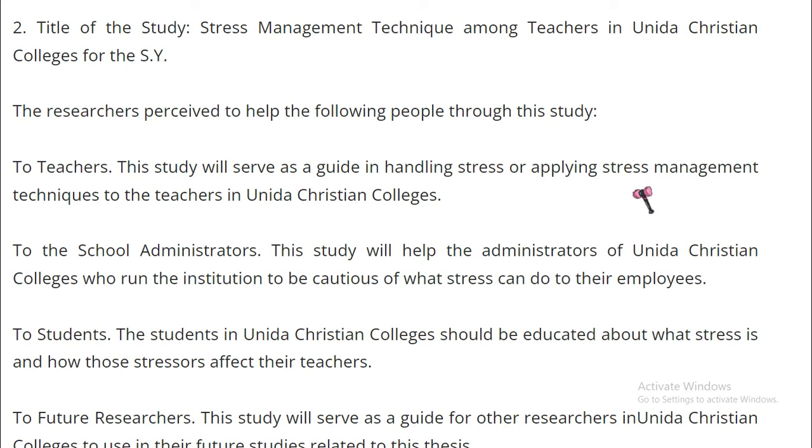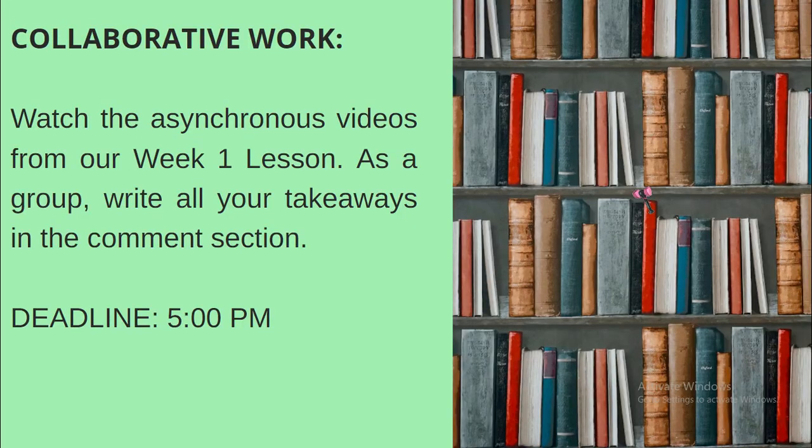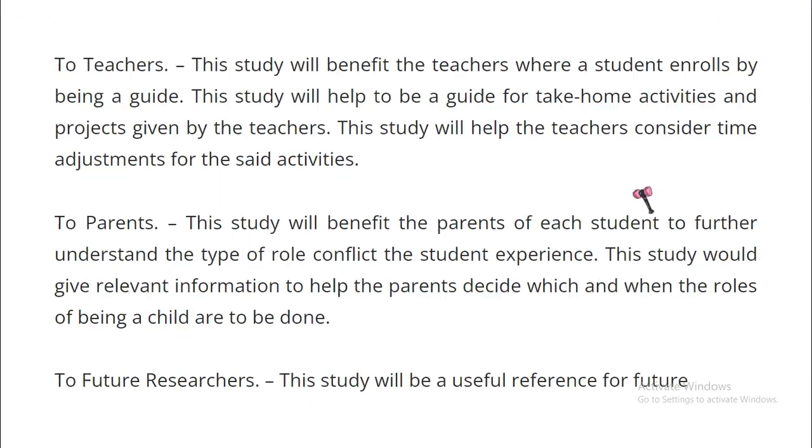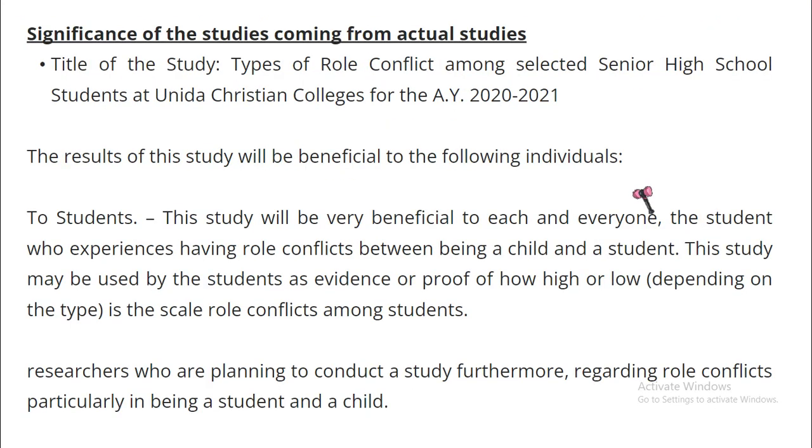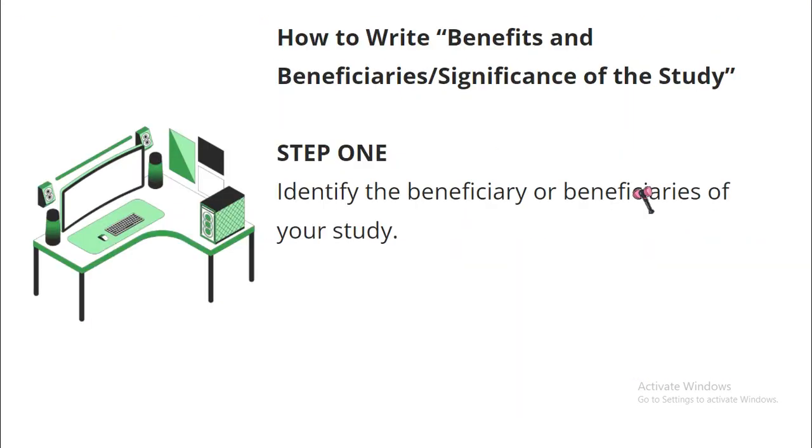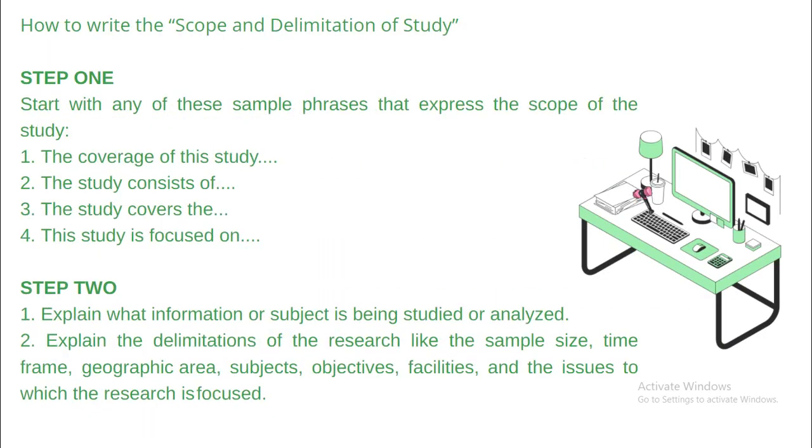So always at the end of the significance of the study, we have the future researchers. So that's the last part. Okay, we can have the teachers, the students, the school administrators, the parents, but we should always have the future researchers at the latter part, or at the last part rather. Okay, all right. So those are the discussion that we have under significance of the study and scope and delimitation.